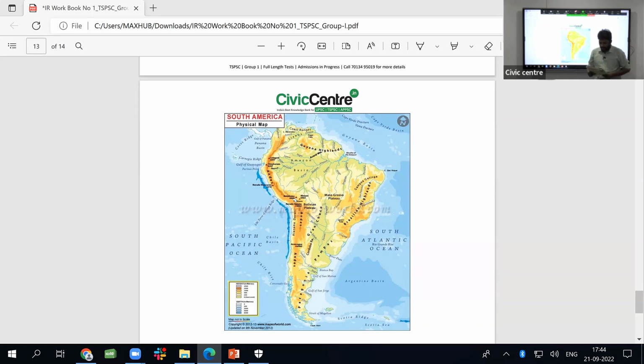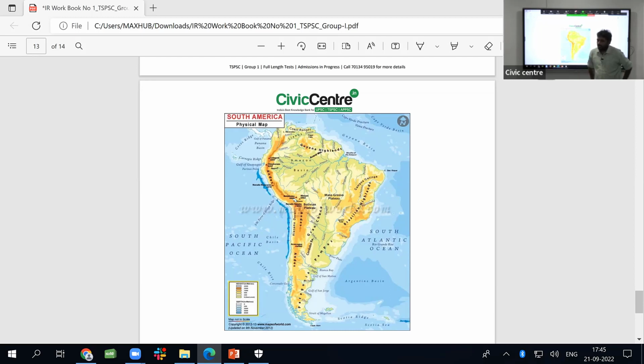The equator is passing through three nations: Ecuador, Colombia, Brazil. But Peru itself declares that the equator passes through it because there is a dispute between Colombia and Peru, a mutual claim. So if options are given, eliminate Peru. Three nations only. Tropic of Capricorn, four nations: Chile, Argentina, Paraguay, Brazil.